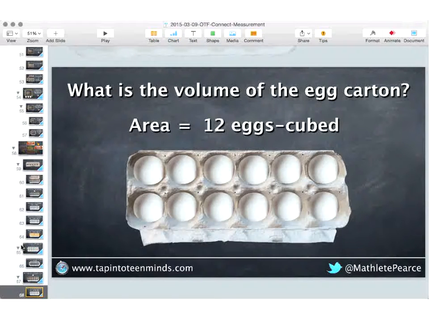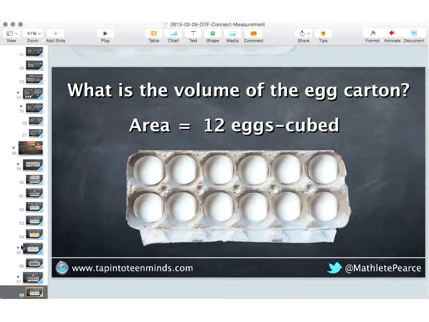So I find it's really interesting when students see that this volume is the exact same as the area. And that really gives kids, you can almost see the wheels turning in their brain when they're going, huh, that's interesting that the volume and the area can be the same thing. Now the units are different, right? We're looking at cubes now instead of just squares. So that to me is really interesting.